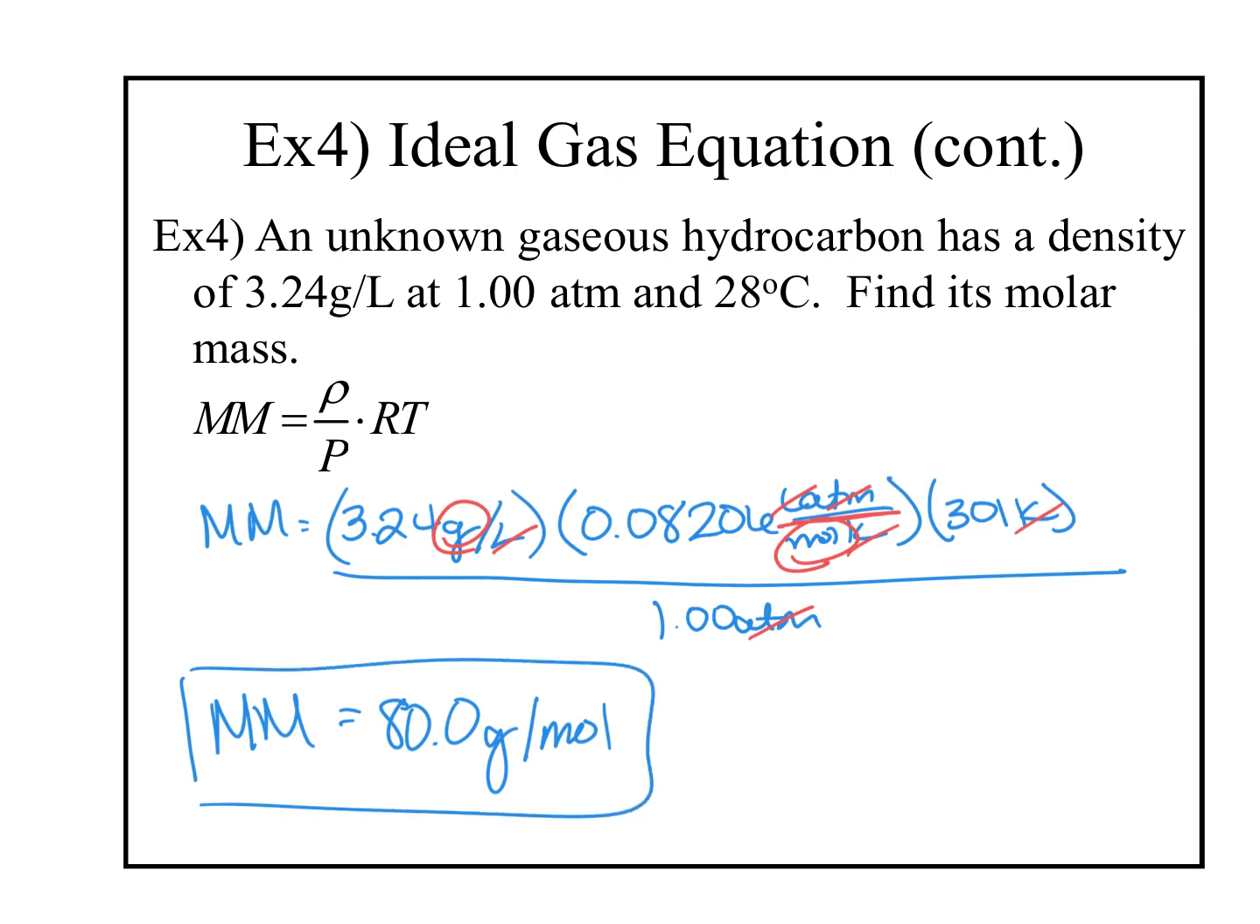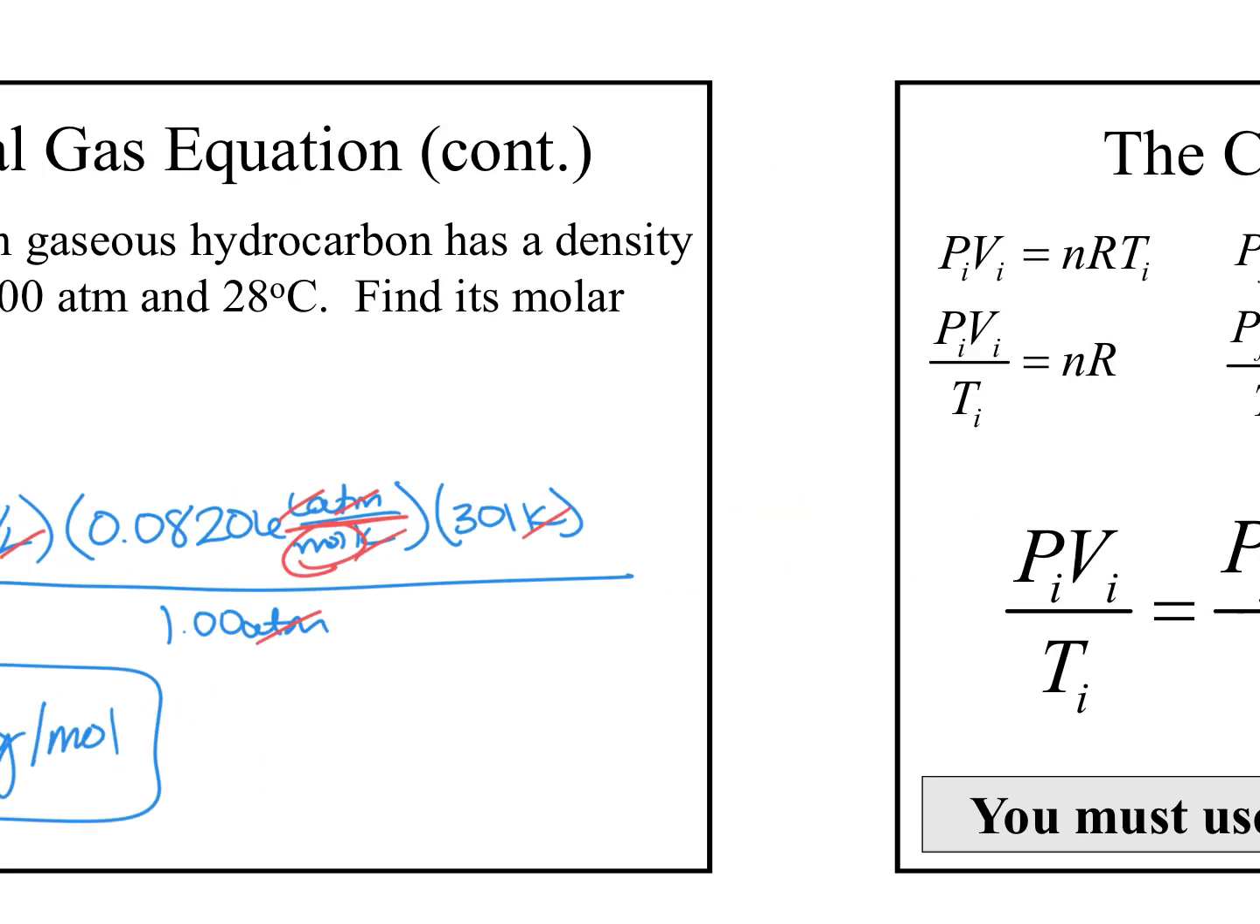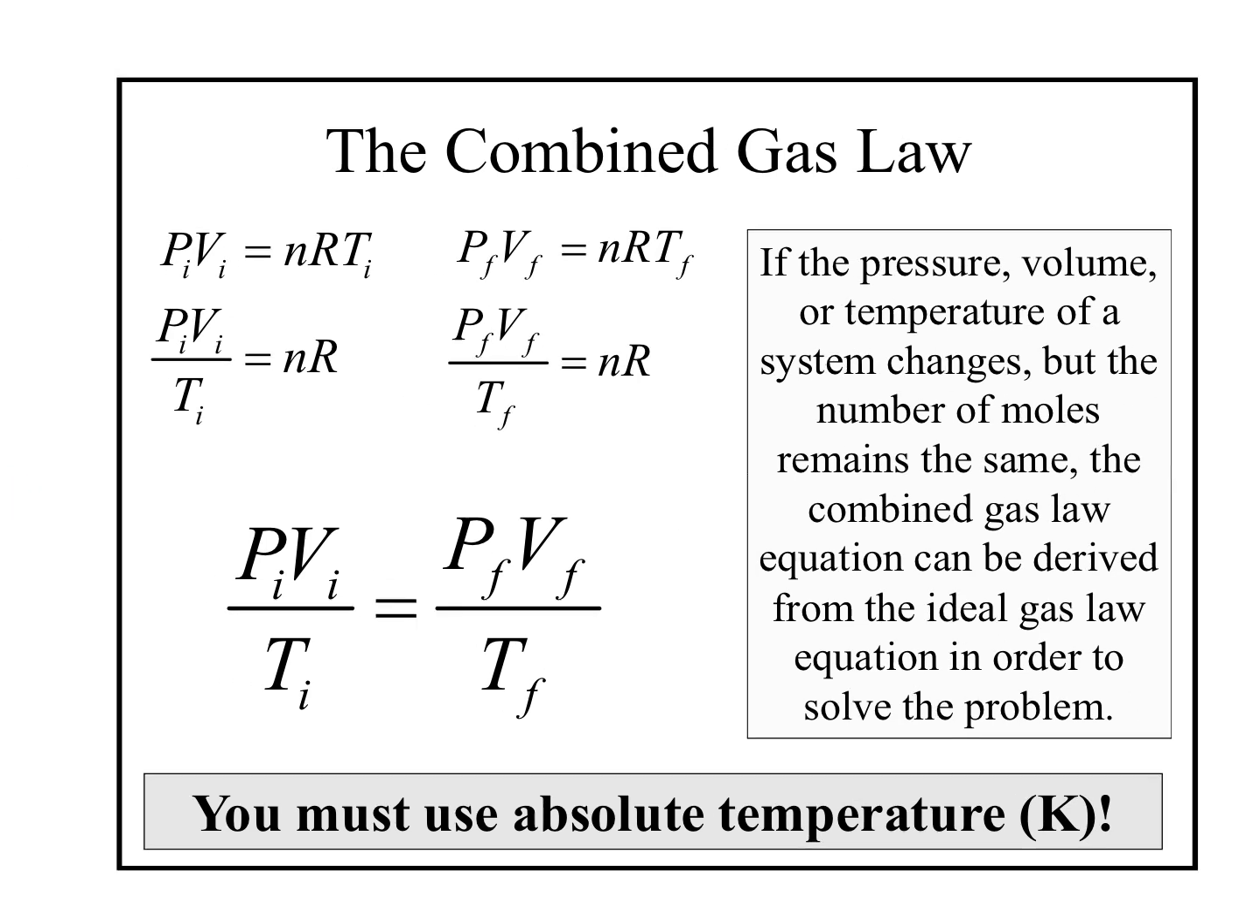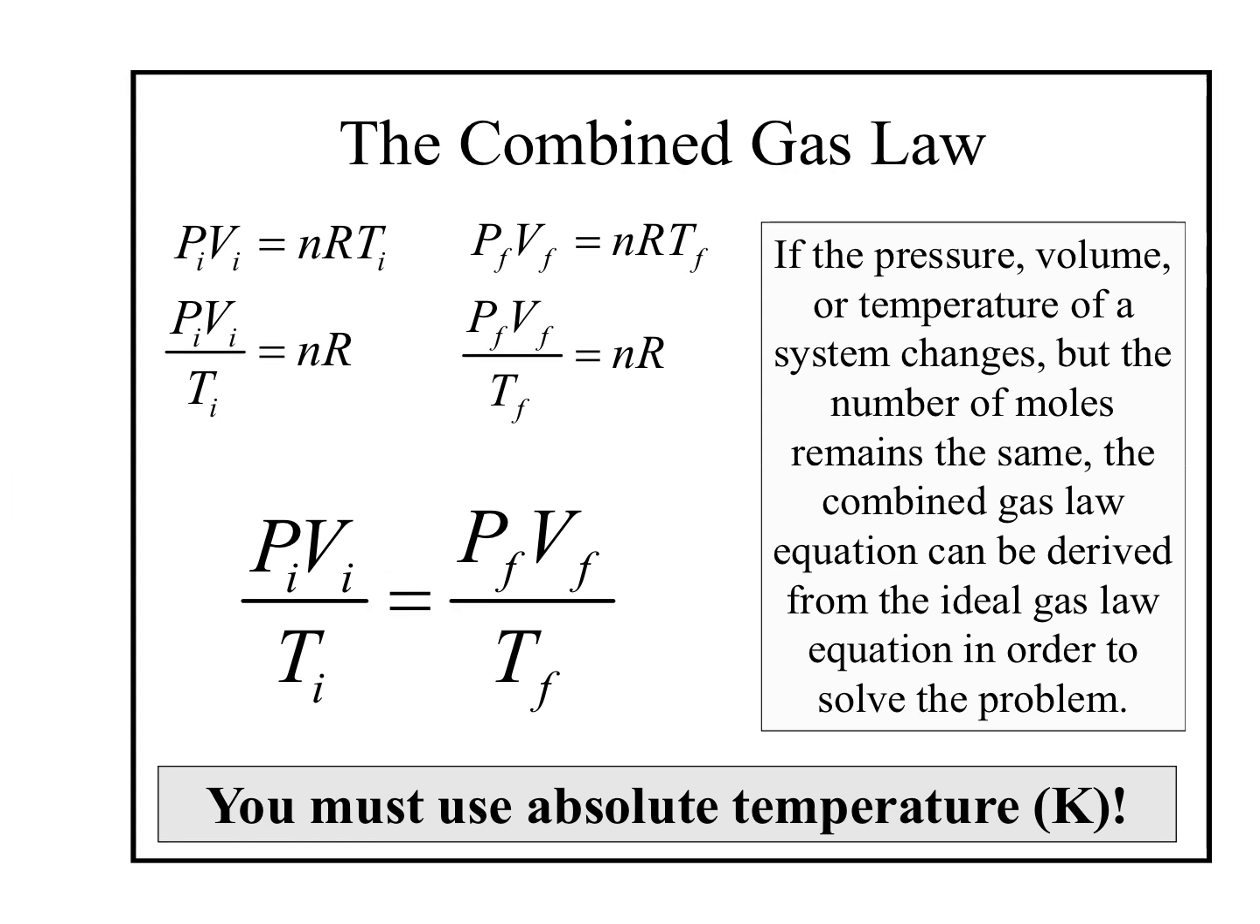All right, we're going to do one more problem. We're going to talk about the combined gas law, and then that will be it for this video, and we'll cover the rest of it later. So our combined gas law: if the pressure, volume, or temperature of a system changes but the number of moles remains the same, the combined gas law equation can be derived from the ideal gas law equation in order to solve the problem. So here's what they did.